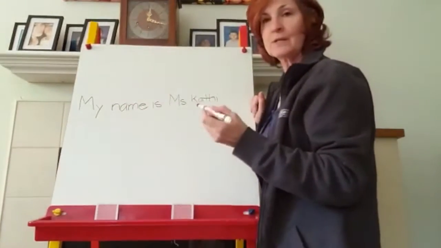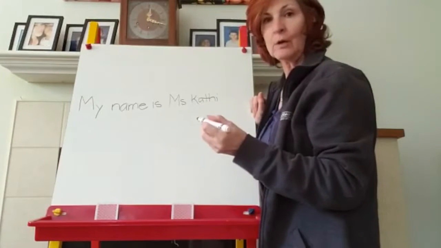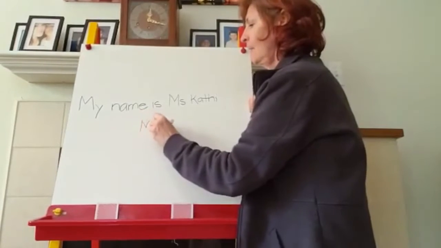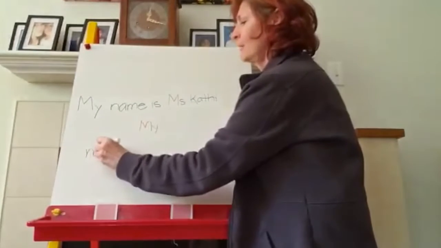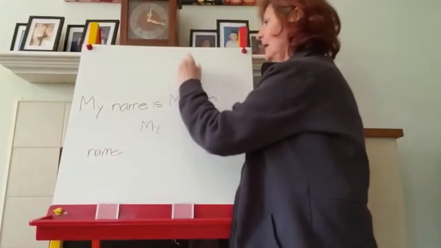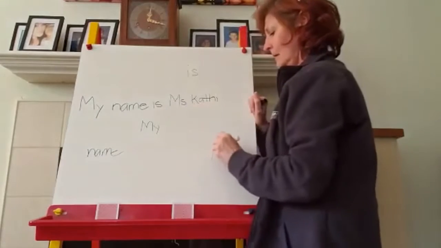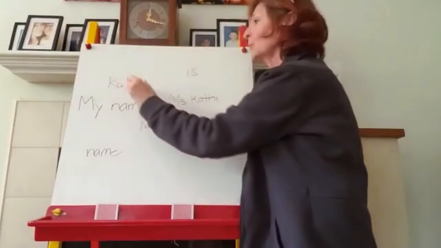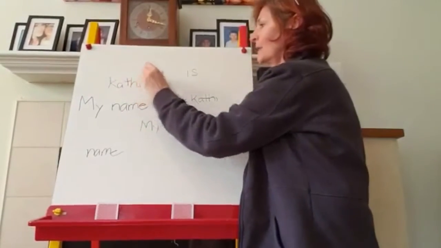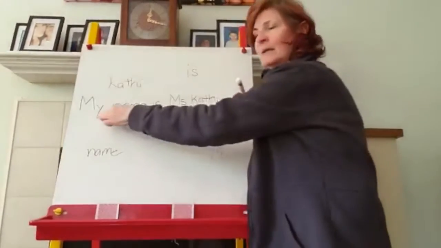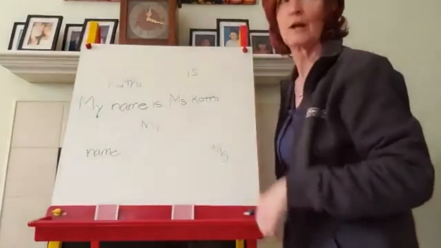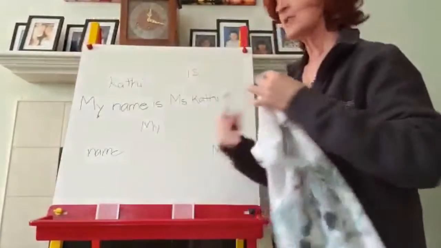If I just wrote these words anywhere on the board, it wouldn't be a sentence and you wouldn't know what it says. If I said my, and I wrote name over here, and I wrote is up here, and Miss Kathi, there's no way you would be able to read that sentence. For it to make sense, it has to be in a line and you read it this direction from left to right. Let me show you what it is when you write a number sentence.